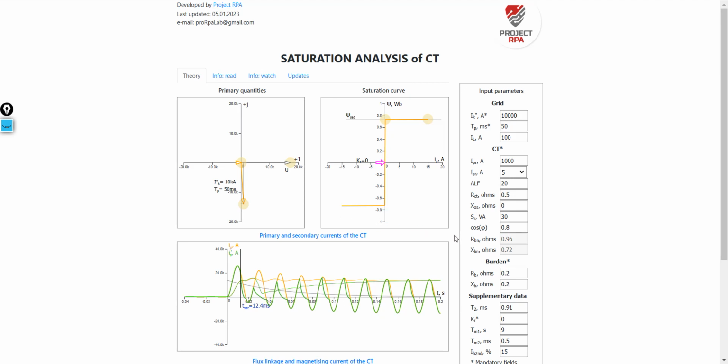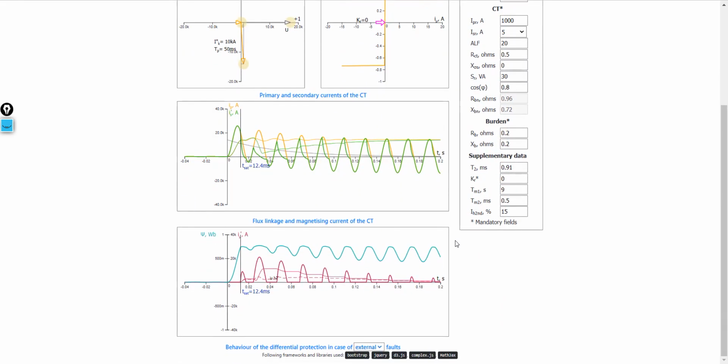Now let's look at the shape of the quantities inside the current transformer. Primary and secondary currents are displayed here. The primary currents are shown in yellow and the secondary currents in green. We can see flux linkage and the magnetizing current in this graph. The primary current has the same value as in normal operation or during a fault. That is, it's the current through the primary winding of the current transformer.